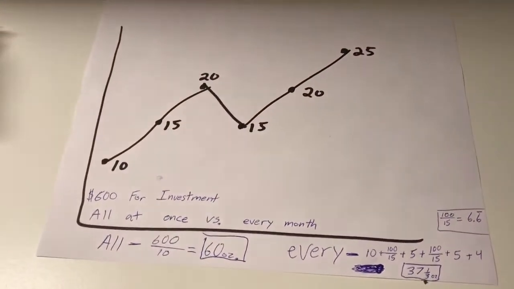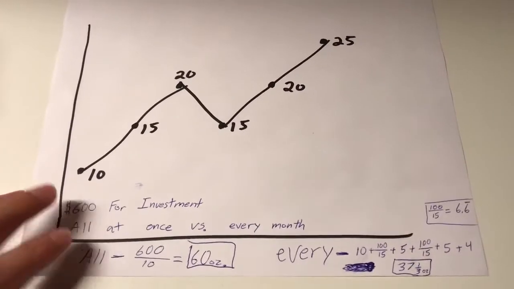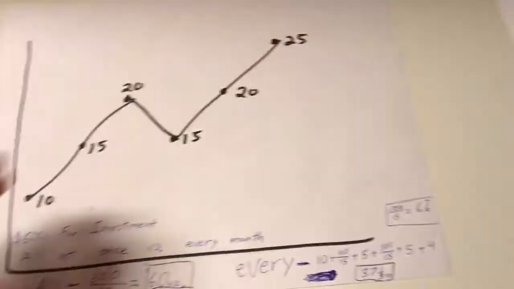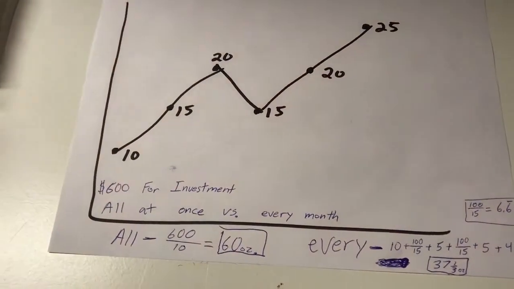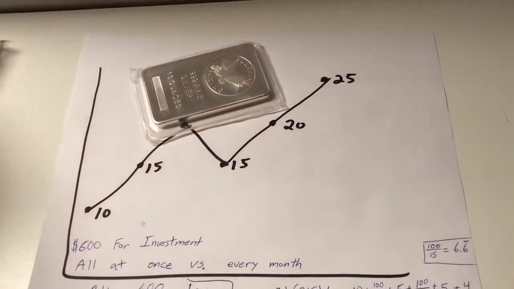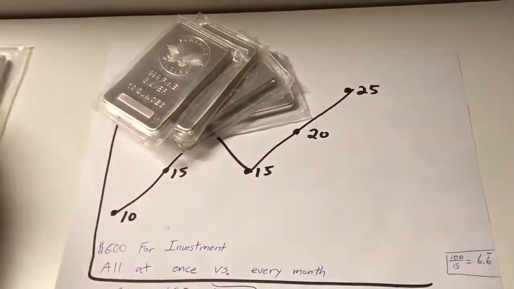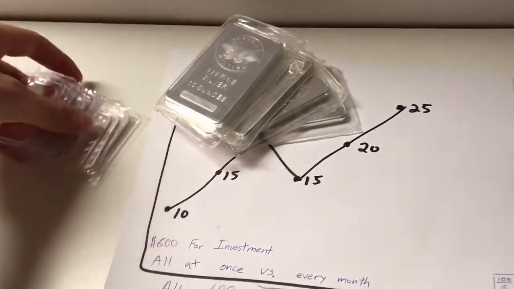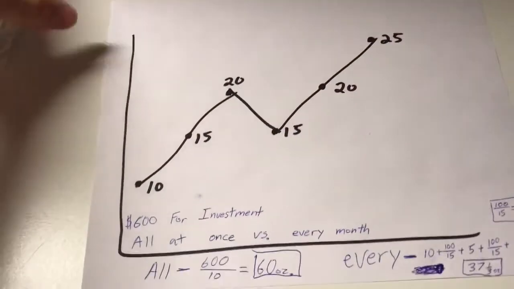Let's say this guy's name is Joe. Joe doesn't know that it's going to go up or down, which we can see in this graph later. All that Joe knows is he has $600 to invest in silver. What should he do? If he just goes right ahead right now, and silver's at $10, he'd get 10 ounces, 20 ounces, 30, 40, 50, 60 ounces. So Joe would end up picking up 60 ounces if he bought all at once right now.